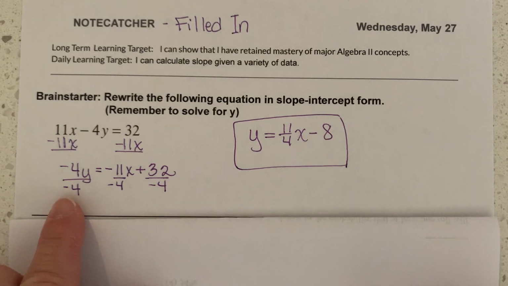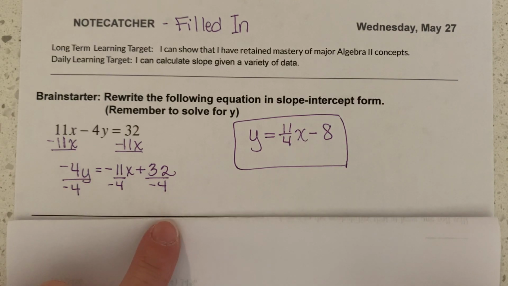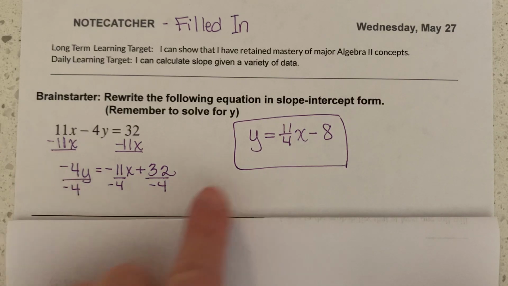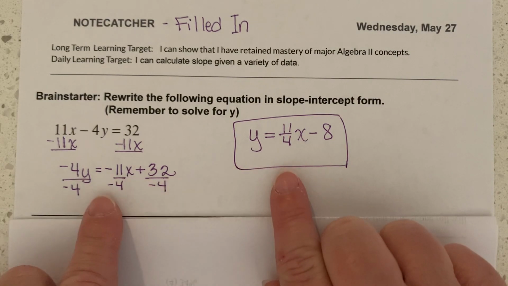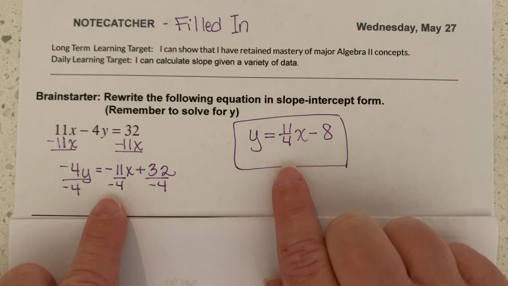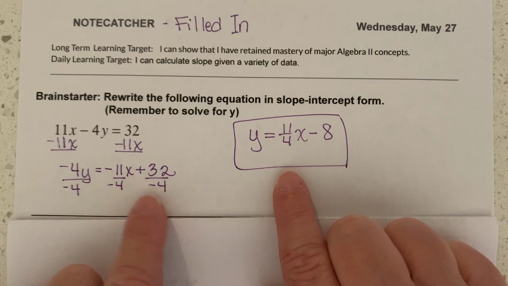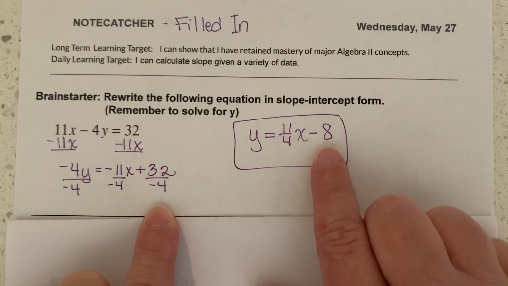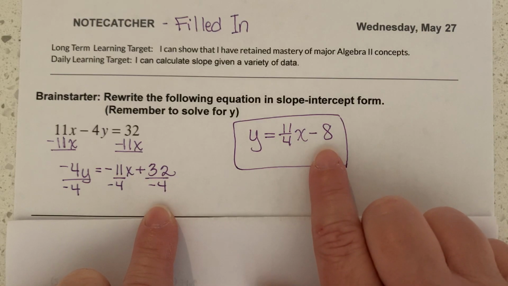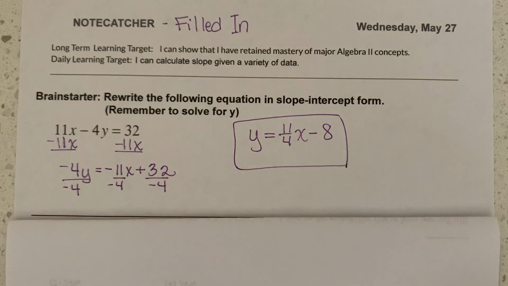All right, so now we're going to divide everything by negative 4 because the y is being multiplied by negative 4. This leaves us over here with a y, which is what we wanted. And then here, the two negatives cancel, and we get 11 over 4x. Remember, we always want to just leave that as a fraction. Doesn't matter if it's improper or proper, you just want to leave it. And then the 32 divided by negative 4 is negative 8. So that becomes a minus 8. And our answer is y equals 11/4 x minus 8.